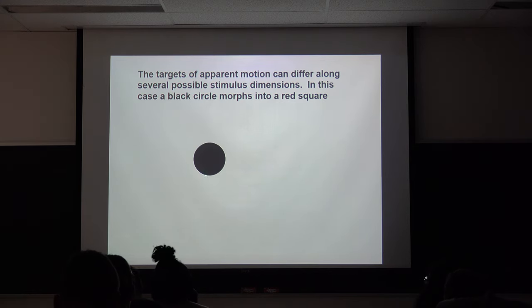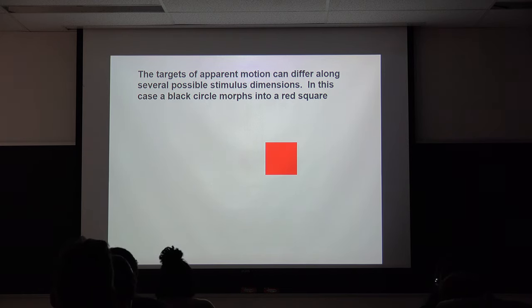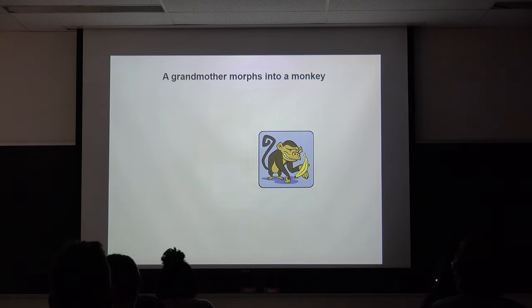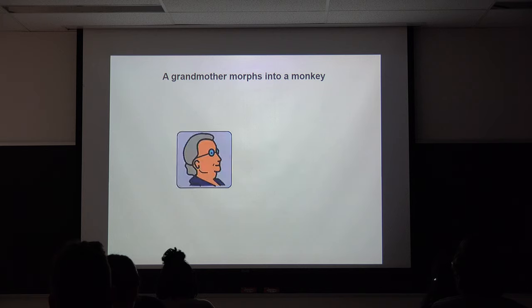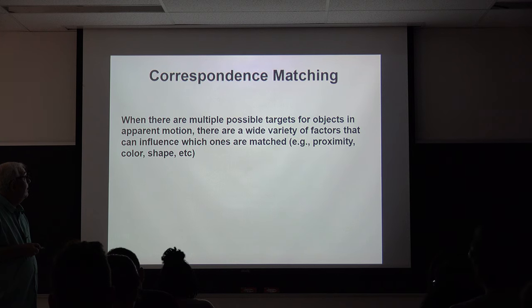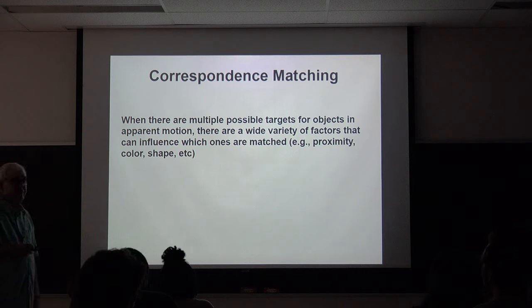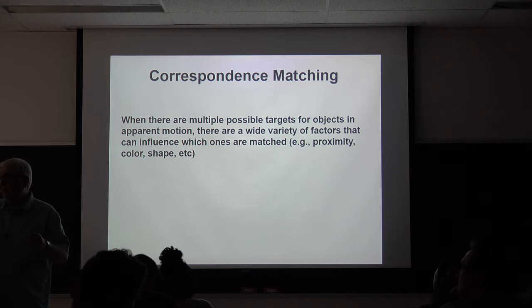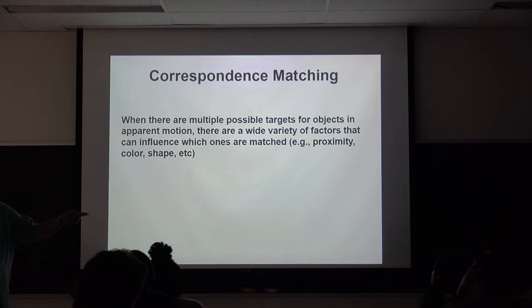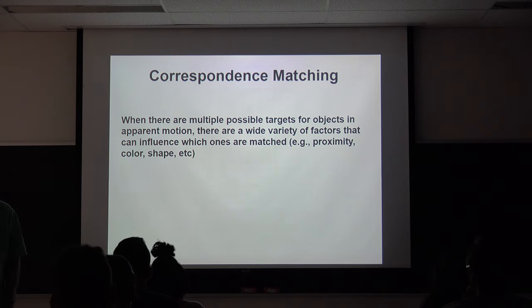Mm-hmm. So people have played all kinds of games. So what if you had a black circle changing to a red square? You can see apparent motion in this just fine. Or you could have a grandmother changing into a monkey. Again, you get perfectly good apparent motion. Now, one of the kinds of research they did involved correspondence. And all the examples I've shown you so far are just one target in each frame. But what if you had multiple targets? How do you know which object to hook up with what other object?